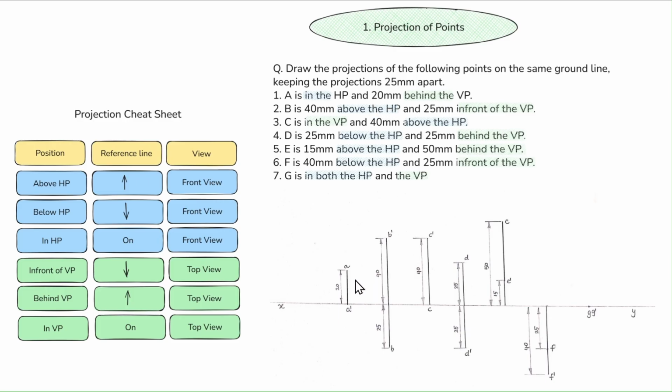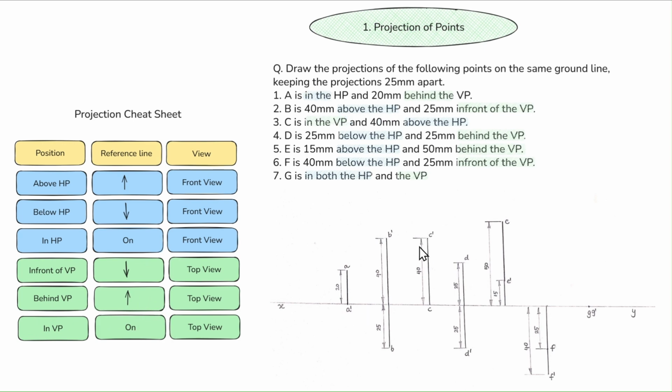Now coming to the next question, the second point is B. We have to point it and draw it. B is 40 millimeters above the HP. In HP, there is no problem. Above means up, below means down, in means on the reference line. In VP, you get confused. So in front of VP means down, behind VP means up, and in VP means on. That's it. So here, 40 millimeters above HP.